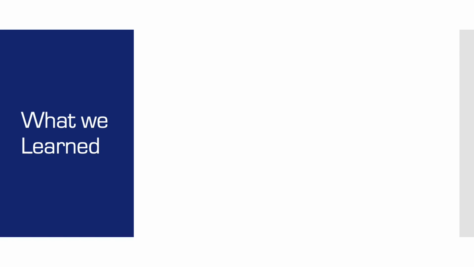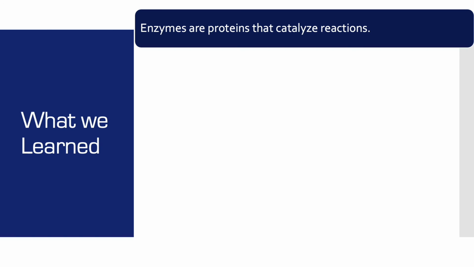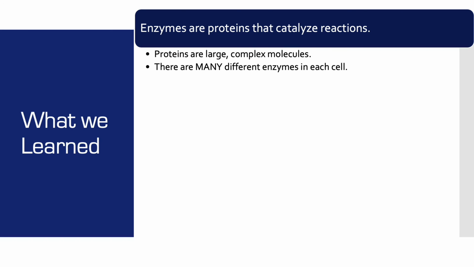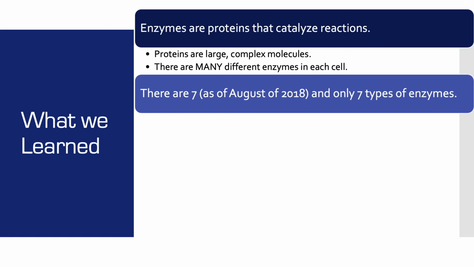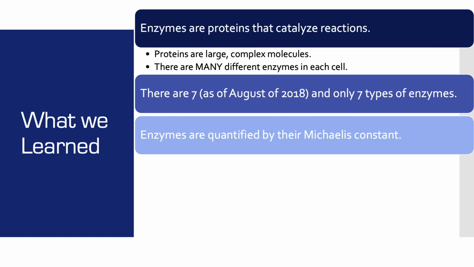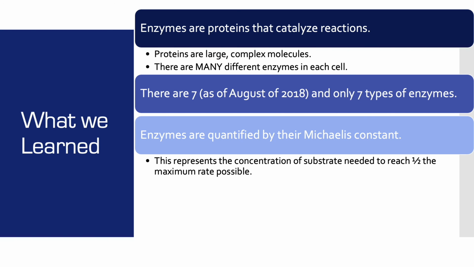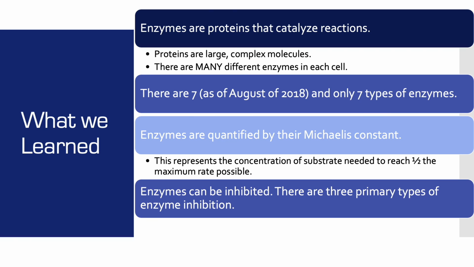So what did we learn today? Enzymes are proteins that catalyze reactions. Proteins are large, complex molecules, and there are many different enzymes in each cell. There are 7 as of August of 2018, and only 7 types of enzymes. Enzymes are quantified by their Michaelis constant. This represents the concentration of substrate needed to reach half the maximum rate possible.